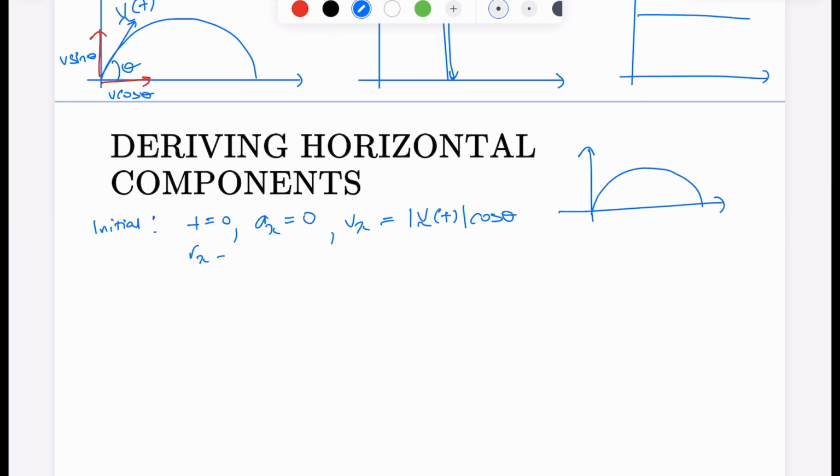And finally, the last initial condition, my displacement, I'm going to denote by r of x. These, by the way, are all functions of time, but I've just left out the of t component like I did here, just to keep this nice and simple. The initial displacement is 0 as well, because originally we're starting at the origin. We don't have any horizontal displacement. We're literally starting at the origin here.